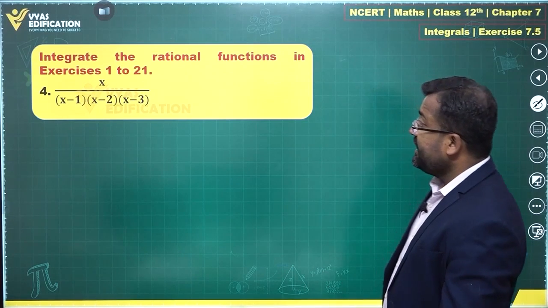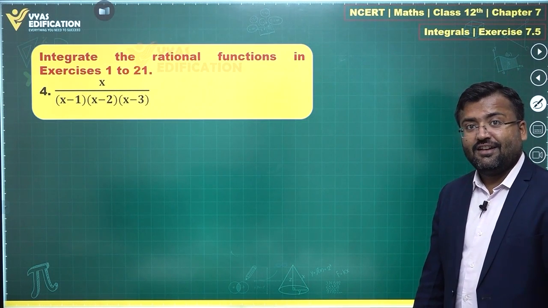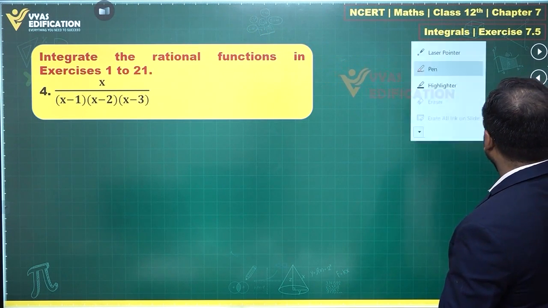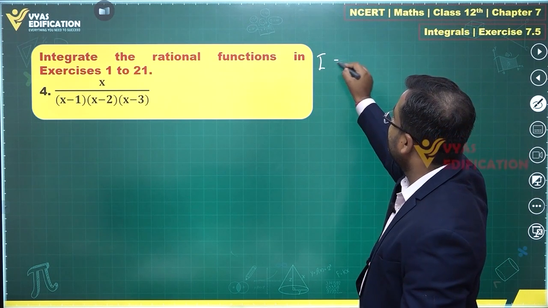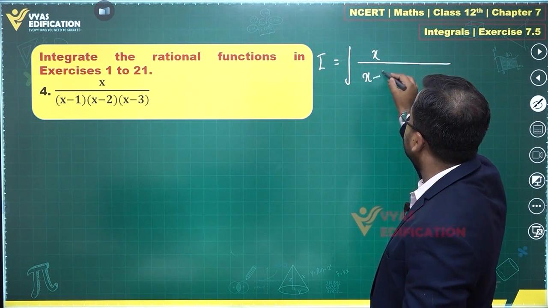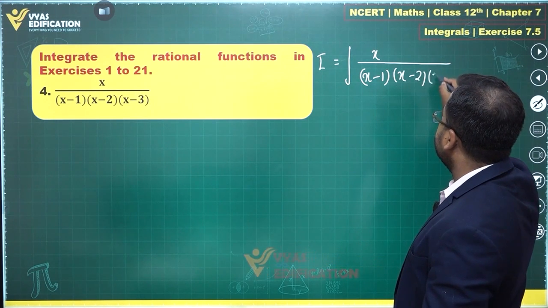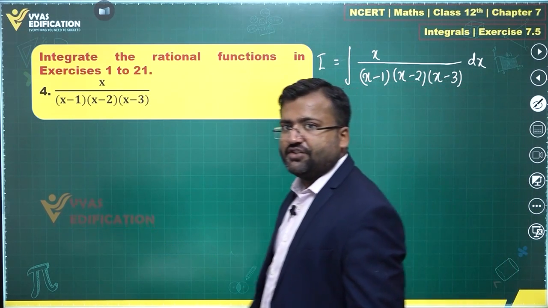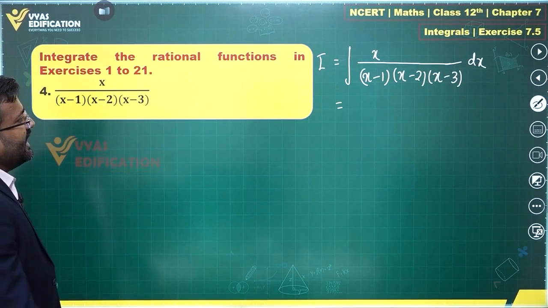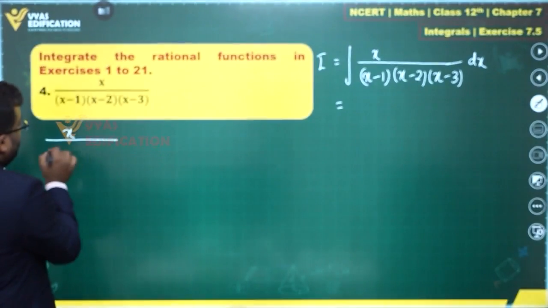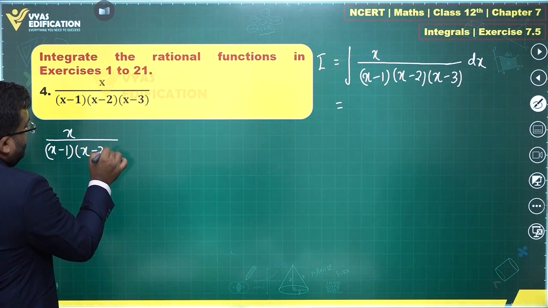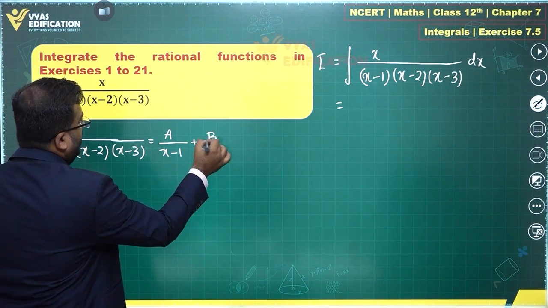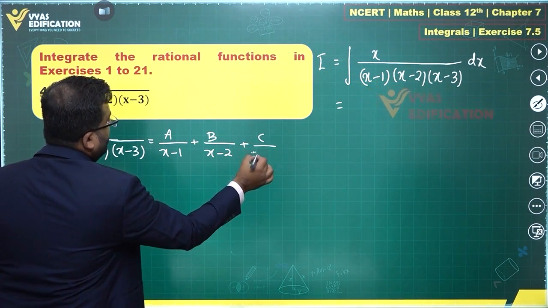The fourth question says x upon x minus 1, x minus 2, x minus 3. And seeing this question, you would realize, okay, this looks pretty simple, sir. We can directly write the partial fractions using our idea. So I, which is equal to the integral of x upon x minus 1, x minus 2, x minus 3 dx, will have to be written as sum of partial fractions. We want x upon x minus 1, x minus 2, x minus 3 equal to a upon x minus 1 plus b upon x minus 2 plus c upon x minus 3.